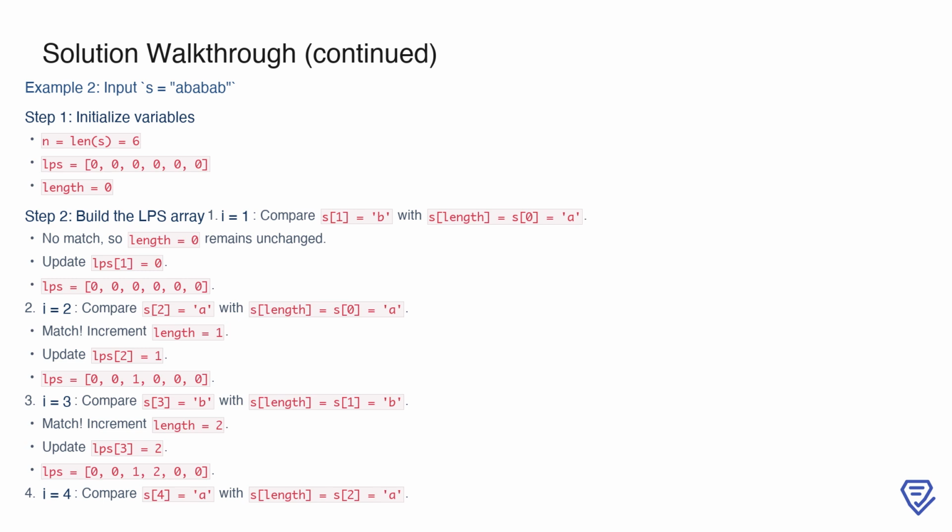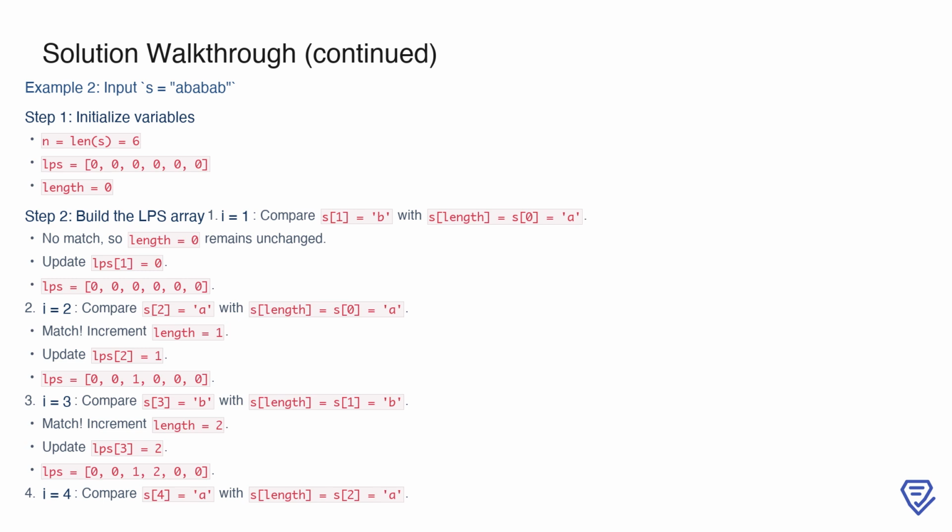This time, we have a match, so we increment length to 1, and LPS2 is updated to 1. The LPS array becomes 0, 0, 1, 0, 0, 0. For I equals 3, S3, which is B, is compared with S1, which is also B. Once again, we have a match, so length is incremented to 2, and LPS3 is updated to 2. The LPS array updates to 0, 0, 1, 2, 0, 0.